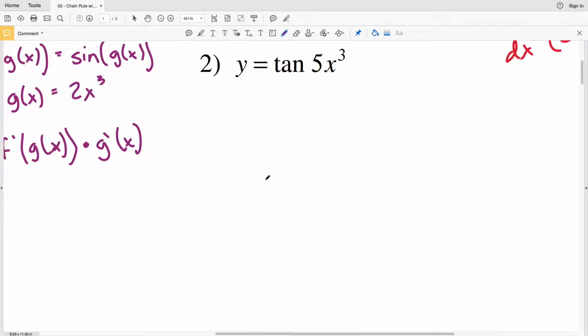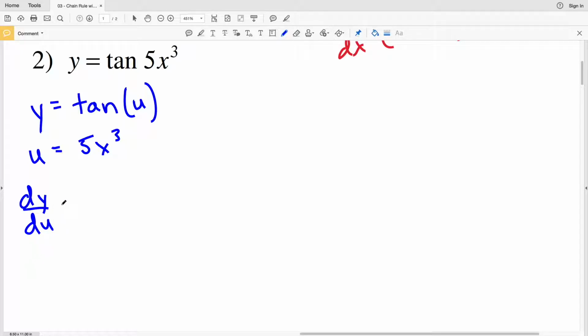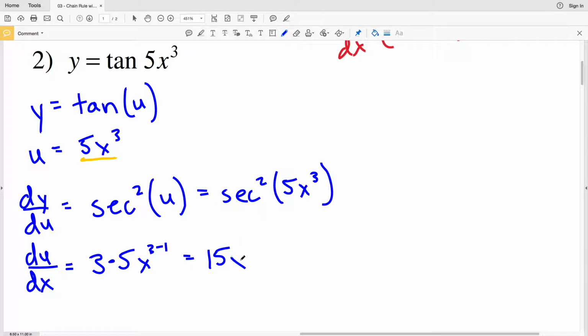Now on to number 2. Y equals the tangent of 5x cubed. We'll set y equal to the tangent of u, and u will be equal to 5x cubed. Doing the chain rule, the derivative of y with respect to u is the derivative of the tangent of u, which is secant squared u. But remember, we set u equal to 5x cubed, so we plug that in. So dy du is secant squared of 5x cubed, and then we need the derivative of u with respect to x, which for 5x cubed becomes 3 times 5x to the 3 minus 1, which is 15x squared.